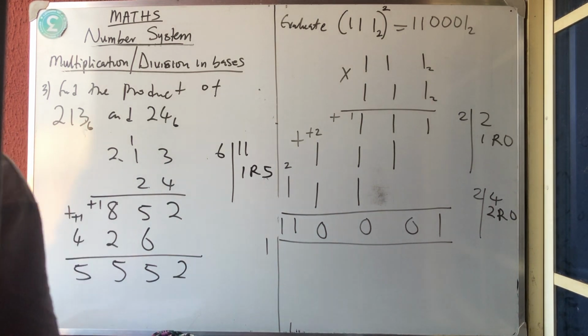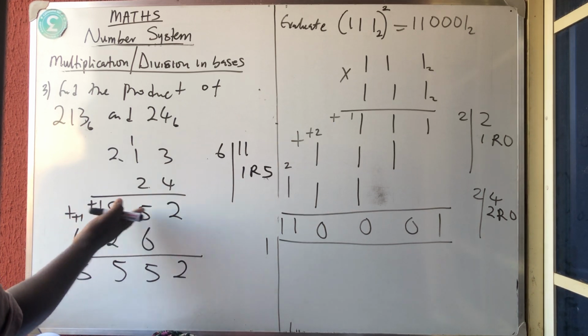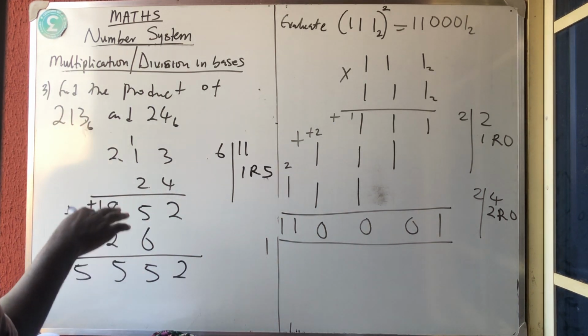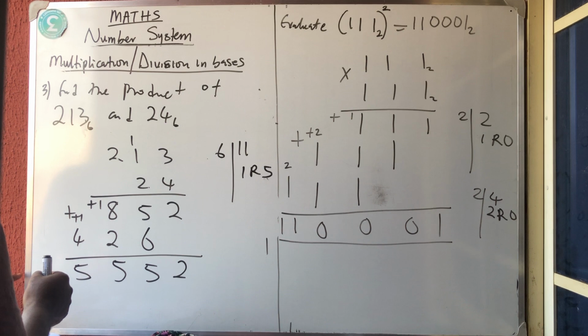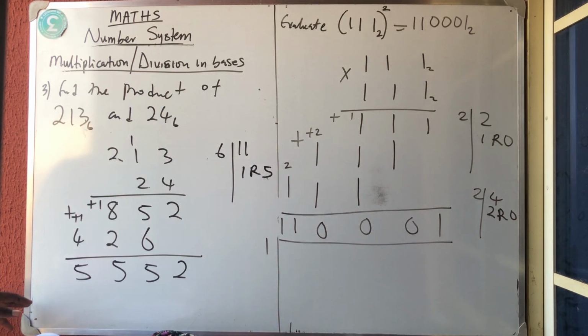This is the answer. Let's try it again. This time this is 12. Okay, I'm in the multiplication. Just use your normal base 10. But when you're adding, use your normal base 6. Okay. So 4 times this 12.